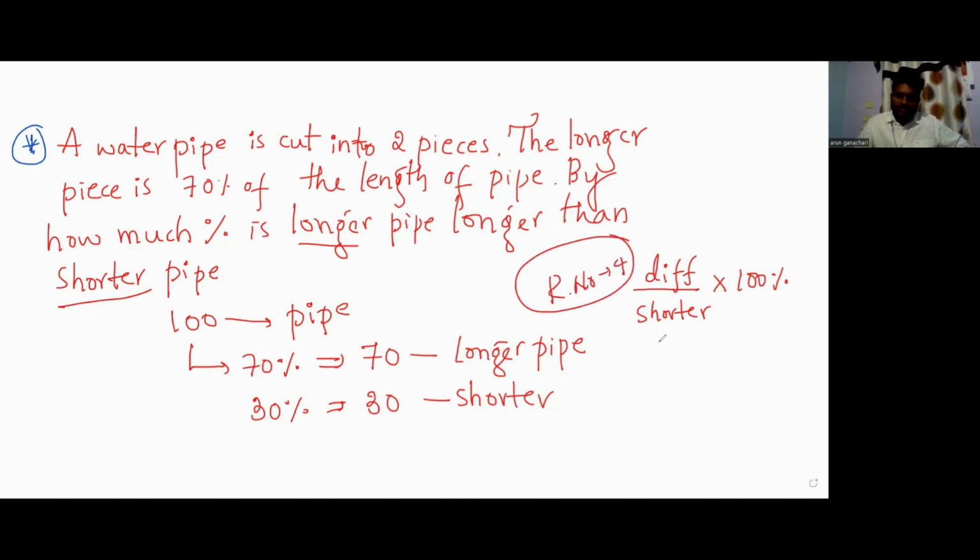What is rule number 4? Increase or decrease in value divided by initial value into 100 percentage. Here, what is the difference between 70 and 30? It is 40. 40 divided by 30, because they are comparing it with the shorter pipe, into 100 percentage. Cancel the zeros. So your answer is 400 by 3 percentage. Getting this?